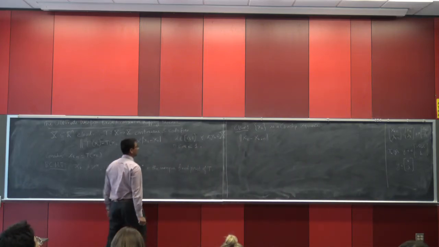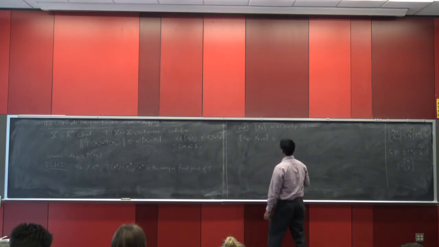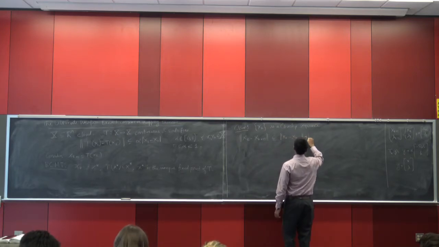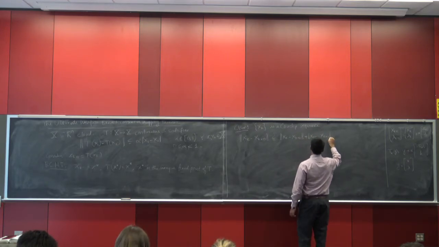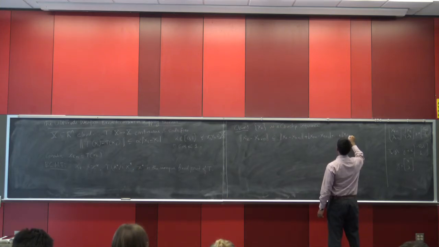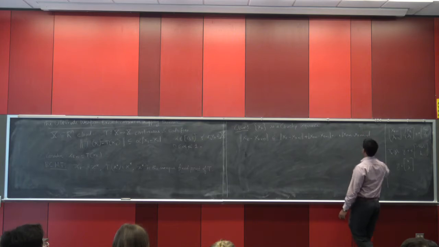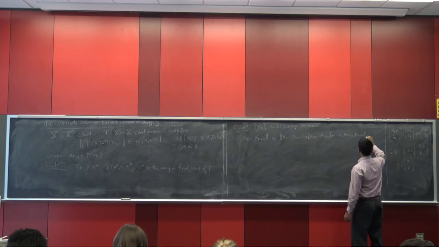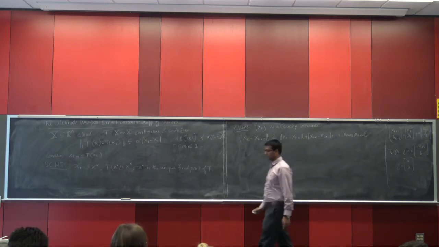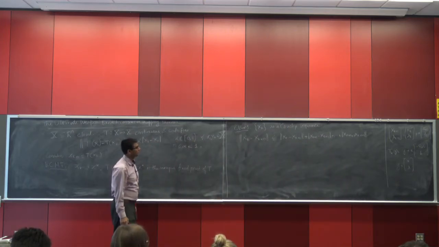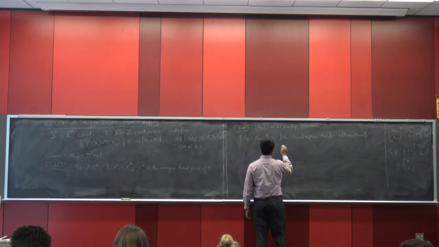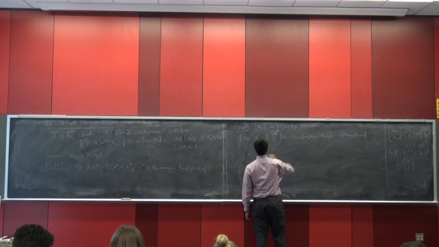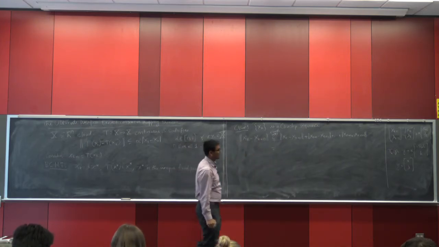So what do I have? This is less than or equal to the norm of x_k minus x_{k+1}, plus x_{k+1} minus x_{k+2}, and so on up to x_{k+n-1} minus x_{k+n}. Why is this true? Well, triangle inequality. So that's good. The first step was easy.